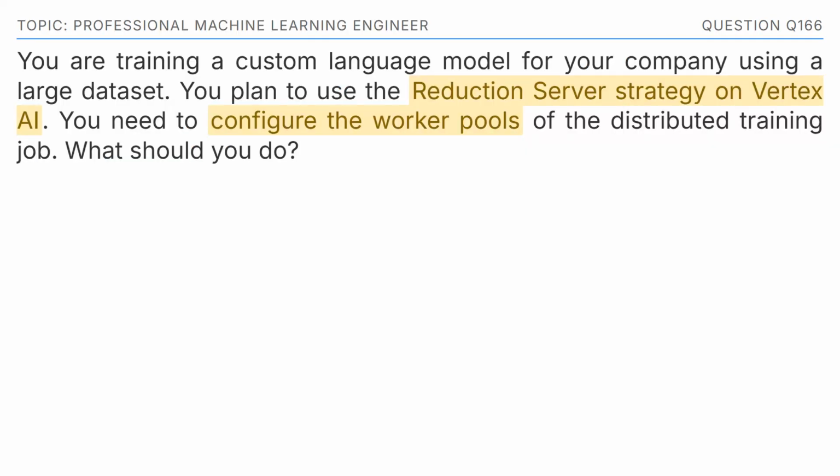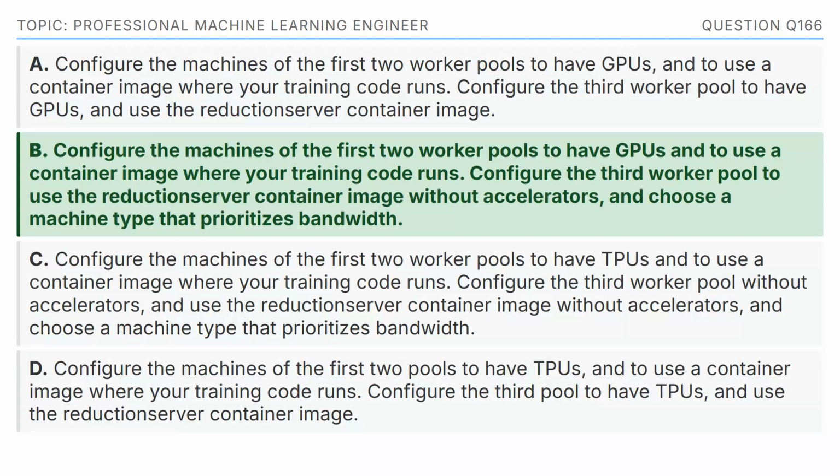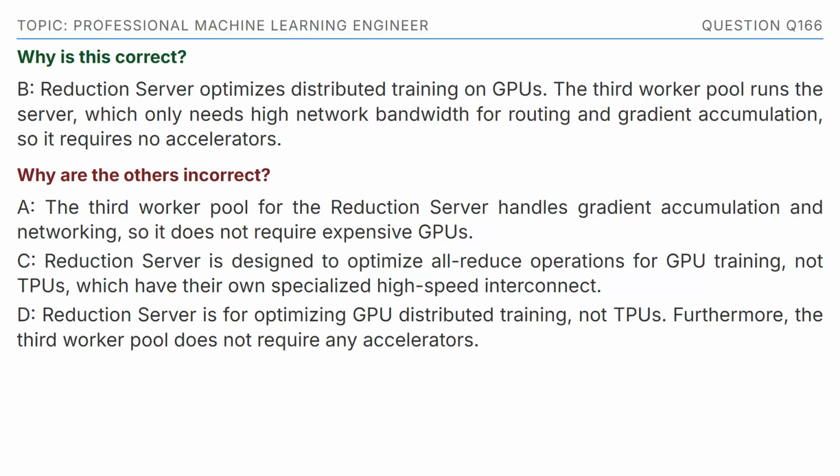To arrive at the correct answer, we focus on the keywords: reduction server strategy on Vertex AI, configure the worker pools. The correct answer is option B, configure the machines of the first two worker pools to have GPUs and to use a container image where your training code runs. Configure the third worker pool to use the reduction server container image without accelerators, and choose a machine type that prioritizes bandwidth. Why is this correct?